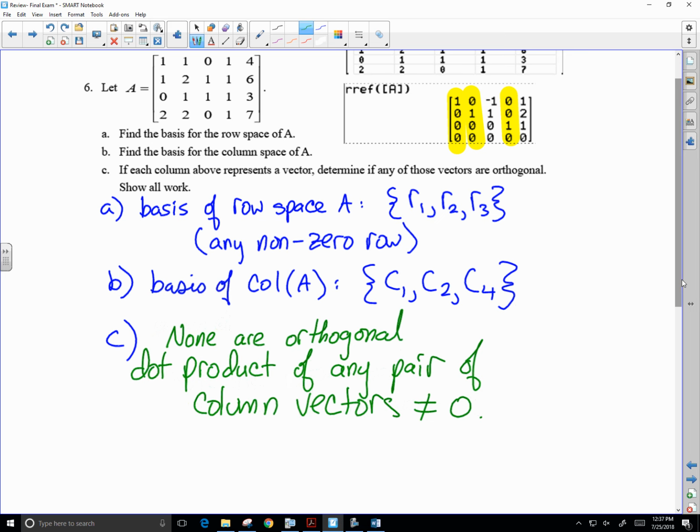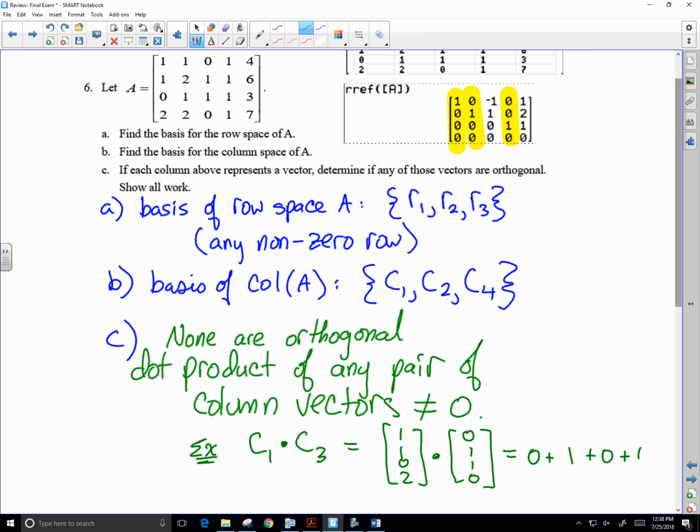An example, I mean, the best candidate would have been C1 dot C3, which would have been 1102 dotted against 0110. That should be 0 plus 1 plus 0 plus 0, which is equal to 1.